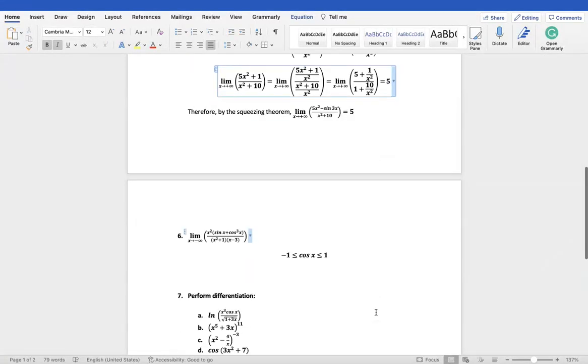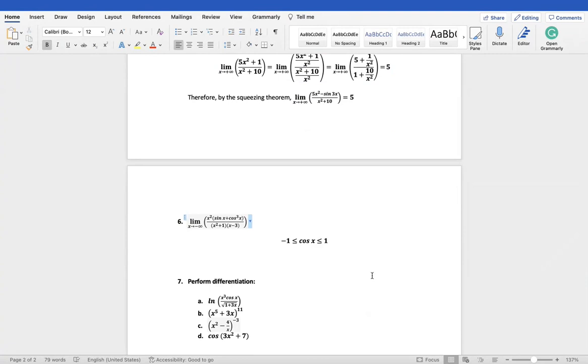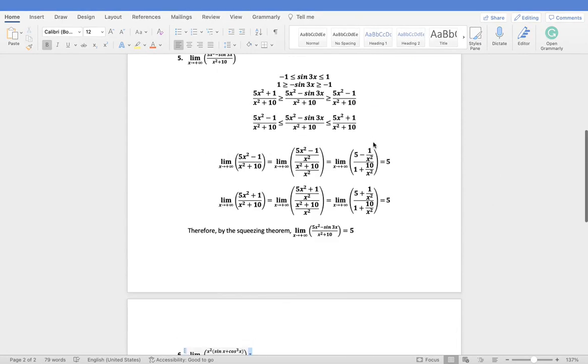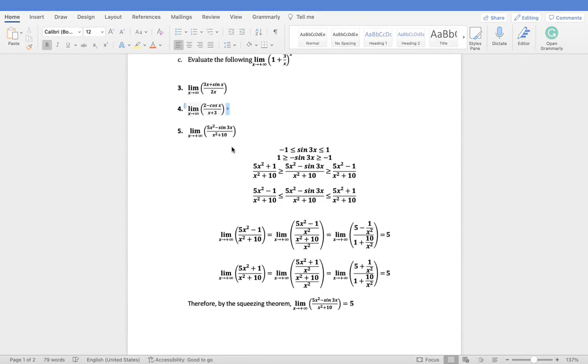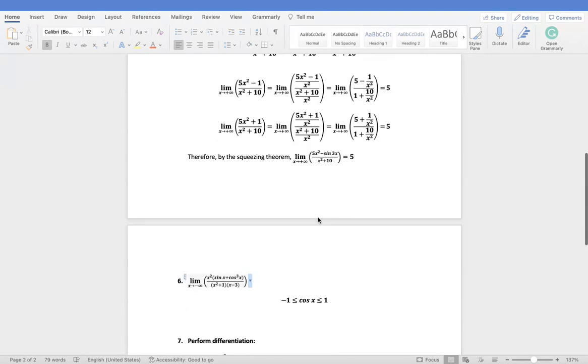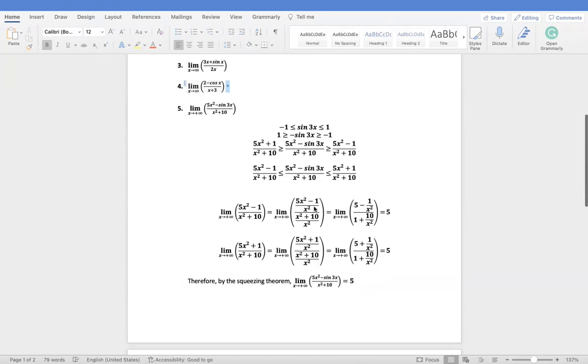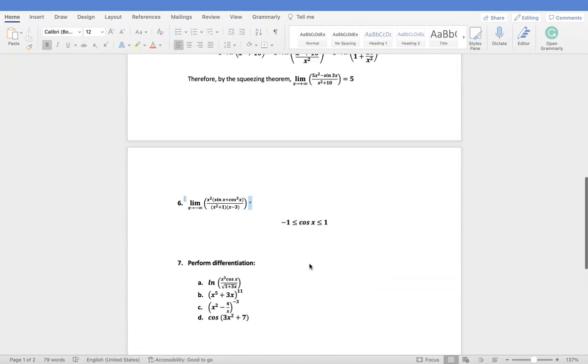So moving on to... Before we continue, sir, in the case where we have cos and sine in the other question, do we use the same method? Same method, yes. Okay, thank you. This one here, it's talking about question 6. Yes, I'm talking about question 6. We'll do it just now so you can see.